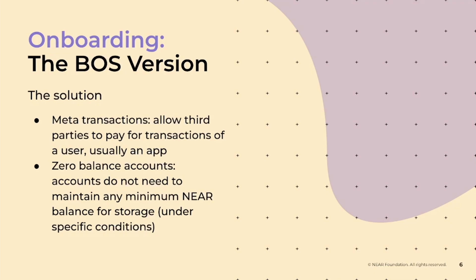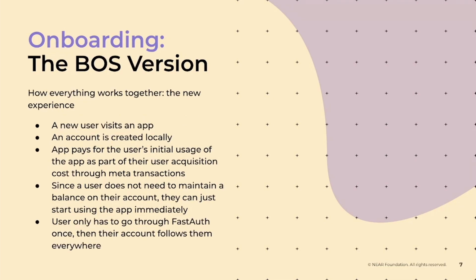On the protocol level, we are developing two features. One is called meta-transactions. This is a feature that allows third parties to pay for the transaction of a user, and that third party is usually an app. And the second feature is called zero balance account. It means that under certain conditions, a user does not need to maintain any minimum balance for their storage. And that condition is usually true for a new user who just got onboarded onto Near. And what those things allow us to do is to reimagine the onboarding experience for users coming to Near.